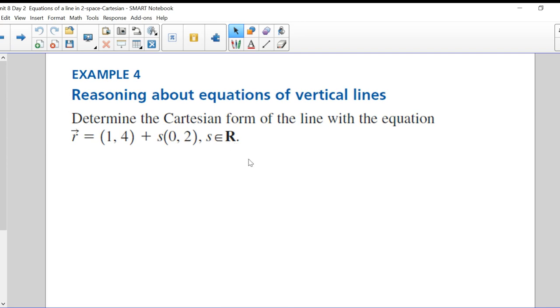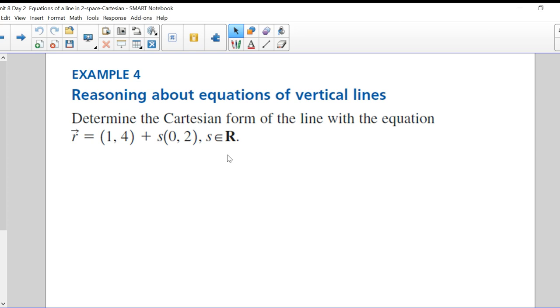Determine the Cartesian equation, the Cartesian form, of the line with the equation. And this equation, notice now, tell me about what this direction vector is telling you. Anybody? This direction vector 0, 2 is telling you what? What kind of vector are we talking about which has a direction of 0, 2? What does that suggest to you? What kind of line are we talking about?